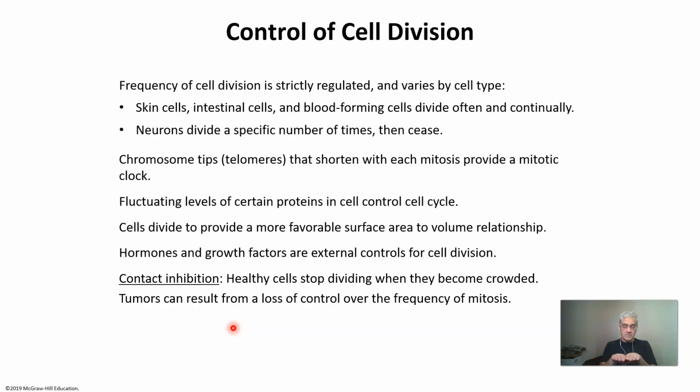Tumors can result from a loss of control of contact inhibition. So tumors don't have contact inhibition. They will continue to divide, and they will pile one on top of the other. So you get these piles of cells. That's not good.